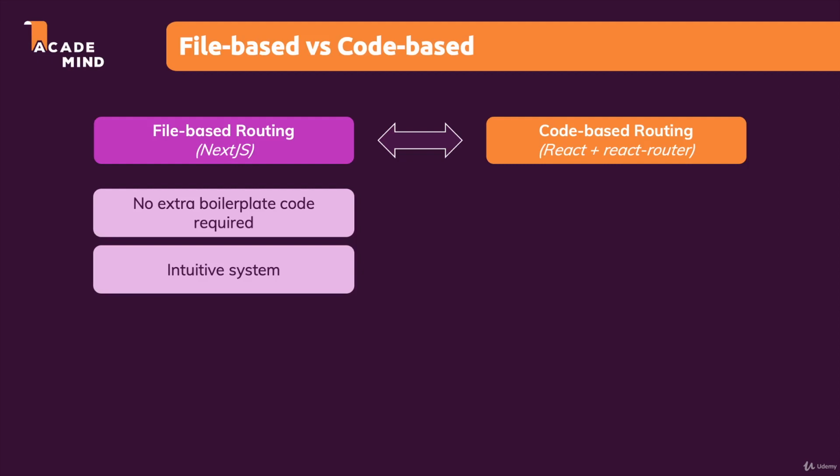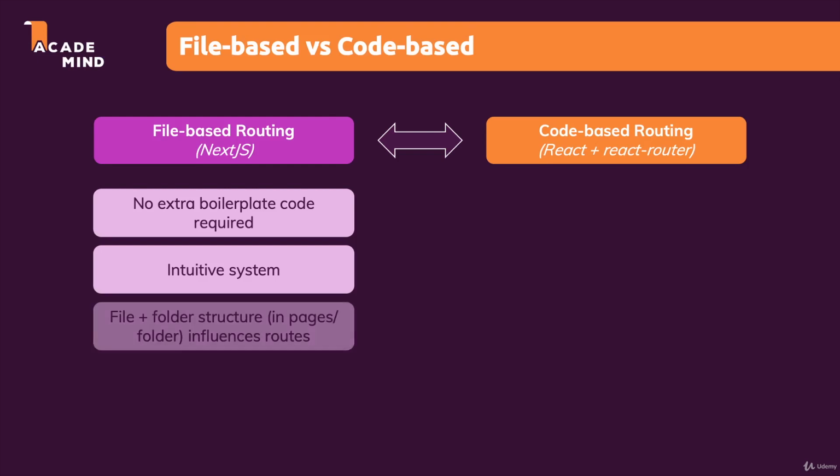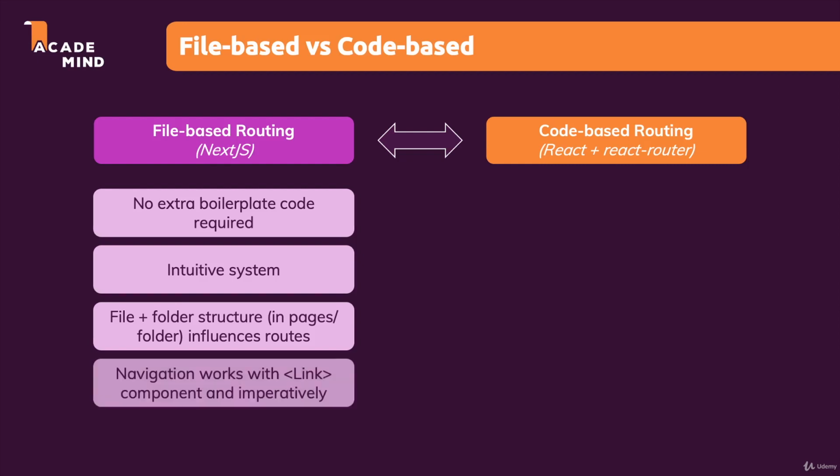So with file-based routing, the file and folder structure we have is everything. That influences our routes, and we therefore fully control the paths we support in our application through our folder structure in that pages folder. Now, for navigating around, we use a link component, and we can also navigate imperatively, so there's nothing special about that.